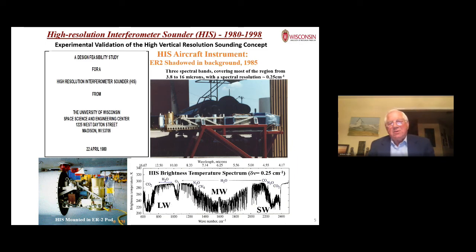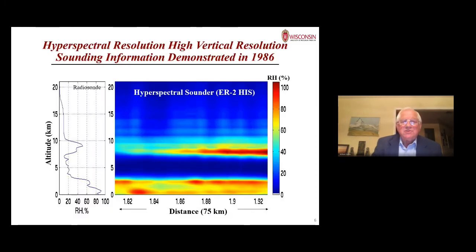And it's having all those channels, as we'll see, that gives you the high vertical resolution. And so we built this instrument and we flew it in 1986, and we flew it over the ocean just off the coast of southern Florida. And we then observed the vertical structure of the atmosphere as the plane flew along. This is just a small track portion of the flight track. This is 75 kilometers wide.